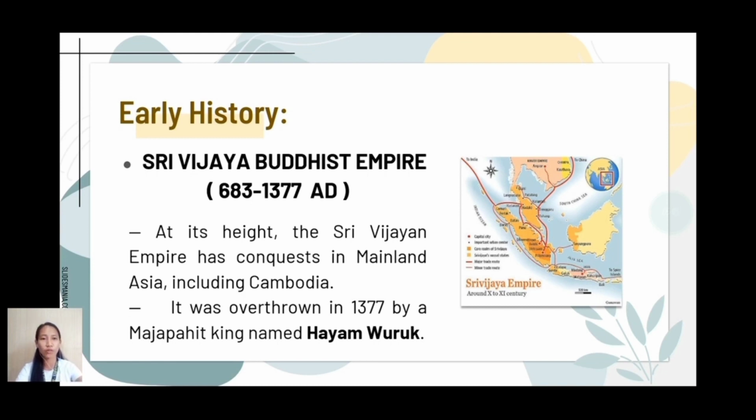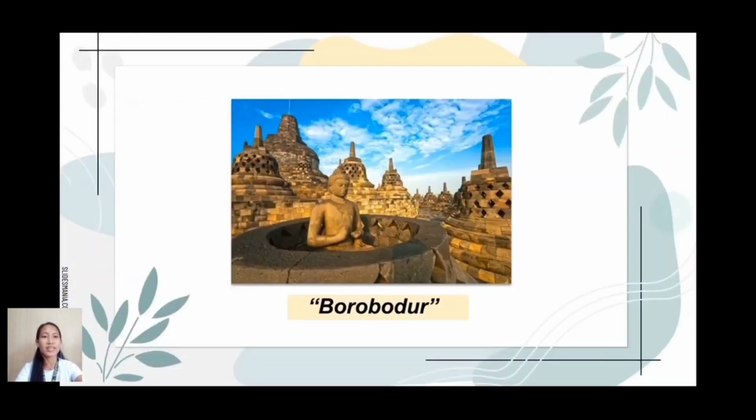It was overthrown in 1377 by a Majapahit king named Hayam Wuruk. The famous Borobudur, a many-Buddhas monument and pilgrimage site in Java, is a relic of the Srivijaya Empire, as you can see in the picture. Another significant contribution is the founding of Malacca in the Malay Peninsula by Parameswara, the last prince.